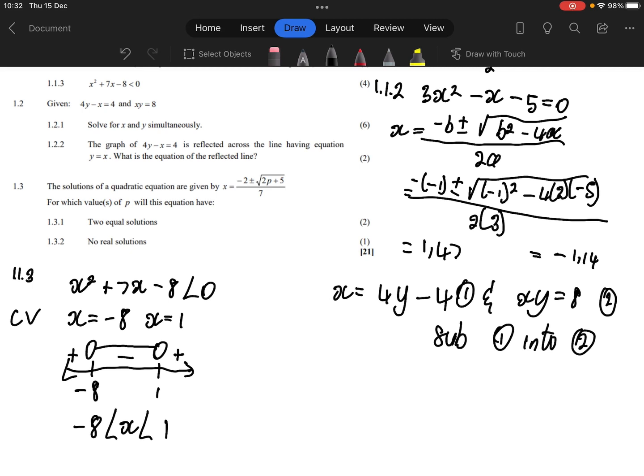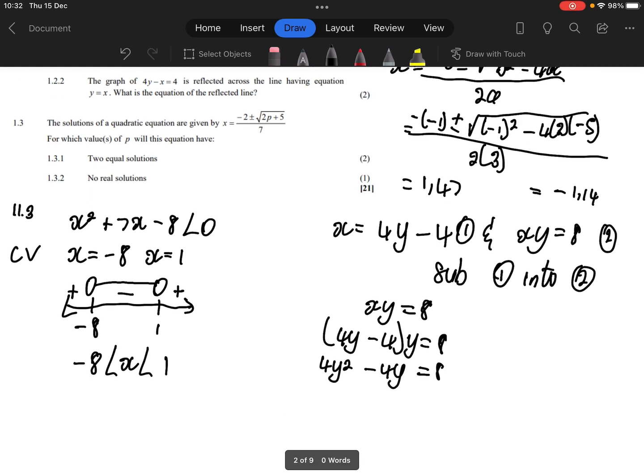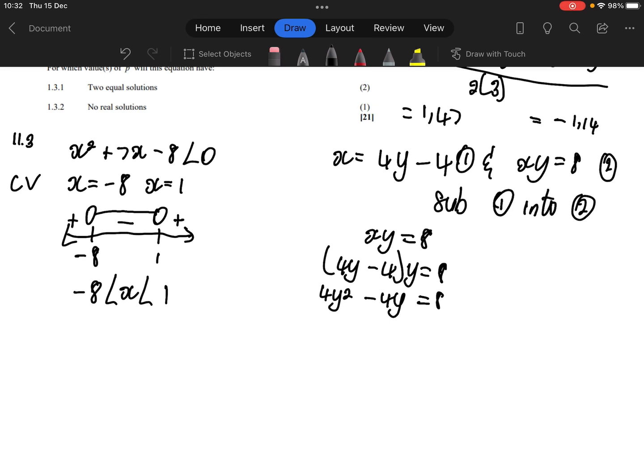Okay, so we have xy is equal to 8. We know the value of x in terms of y. We're going to open up our bracket: 4y minus 4, into y, is equal to 8. Distributing the y within, we get 4y squared minus 4y is equal to 8. We can see this forms a trinomial, so we're going to put it in standard form: 4y squared minus 4y minus 8 is equal to 0.